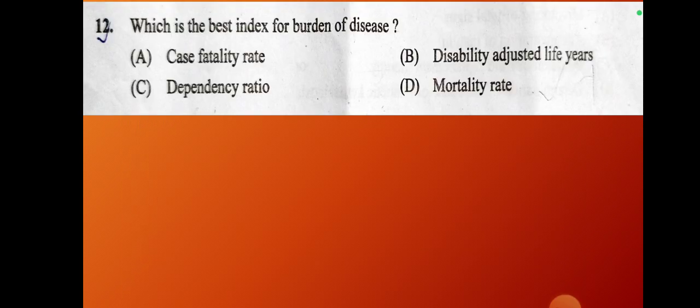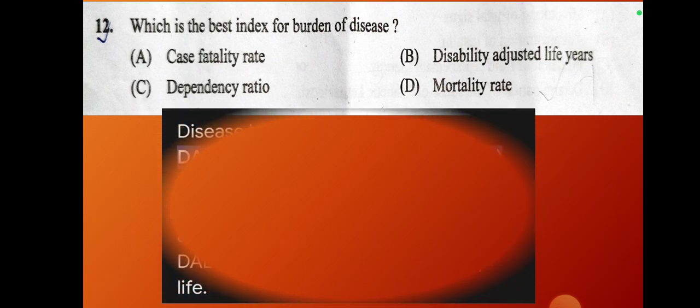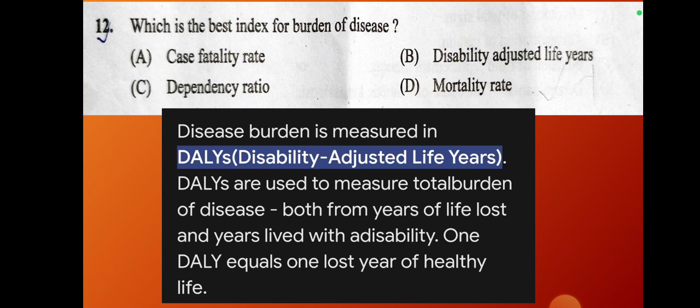Which is the best index for burden of disease? Option A, case fatality rate. Option B, disability adjusted life years. Option C, dependency ratio. Option D, mortality rate. The answer is disability adjusted life years.